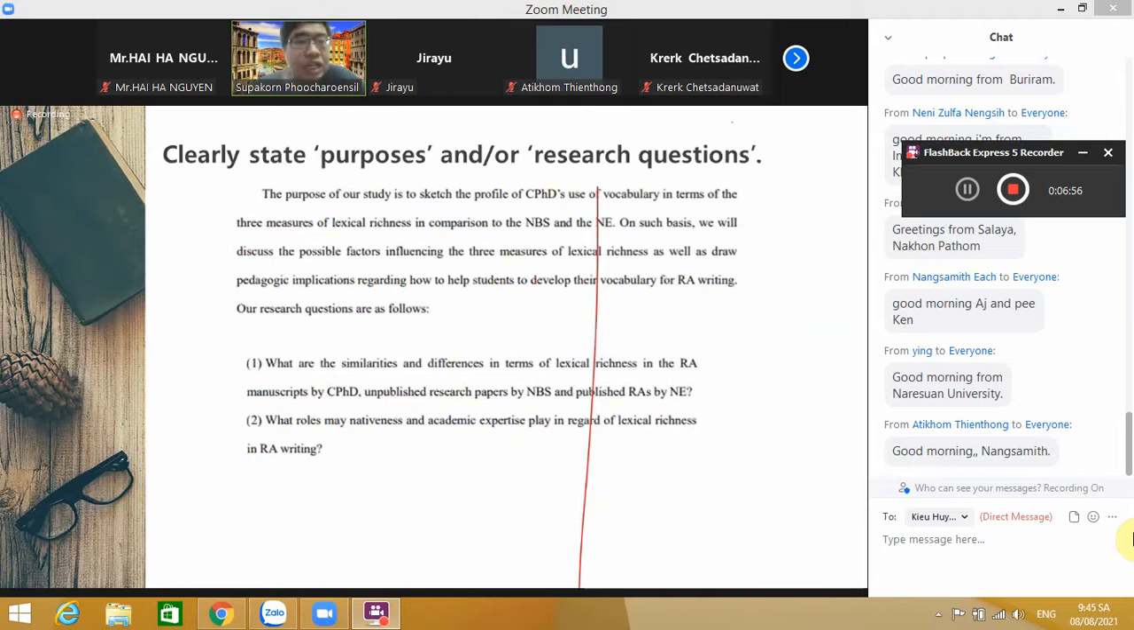Okay, you can see that you can state the purposes or research question clearly like this, like what you did in your research report or in your PhD dissertation. The research questions can be numbered, like number 1, number 2. Sometimes, if you have only one research question, it can be integrated into your paragraph. But if you have two, maybe it's clearer to state them separately like this.